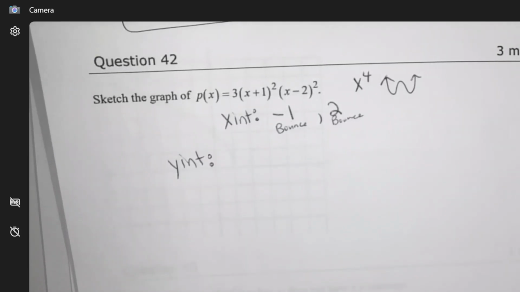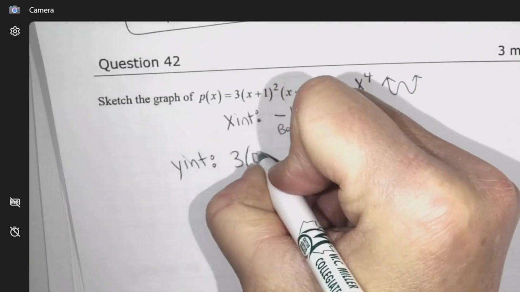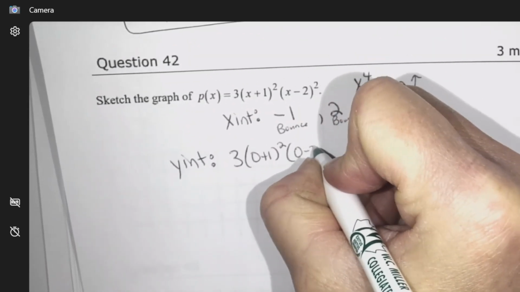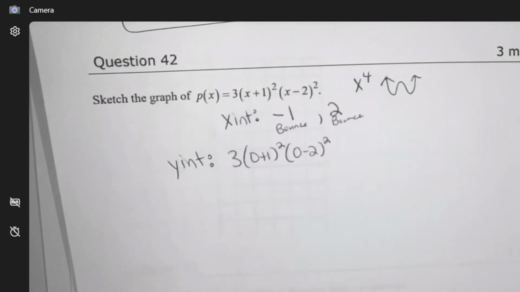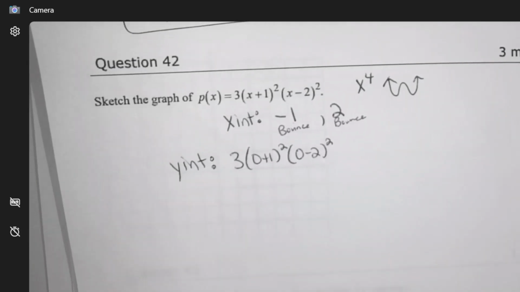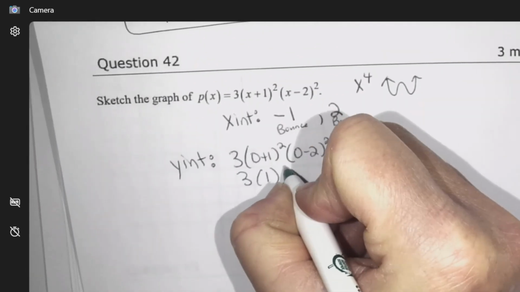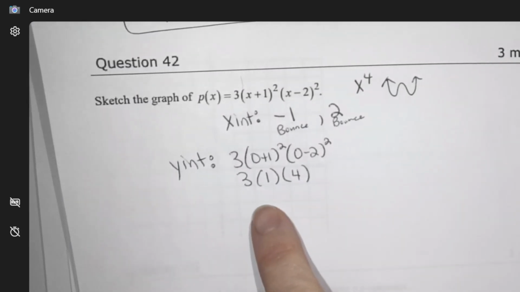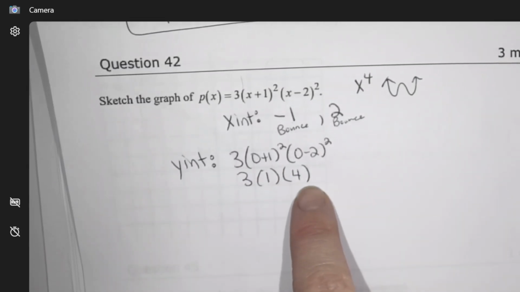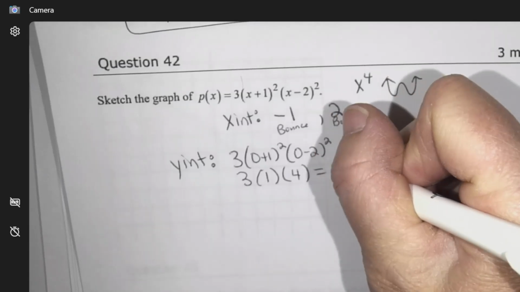The y-intercept, so if x is 0, what do I get? Okay, I'm getting a 3 times 1 times 4 equals 12.